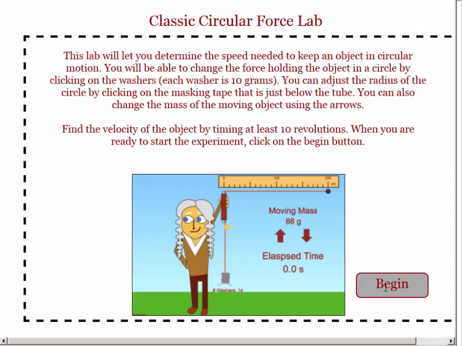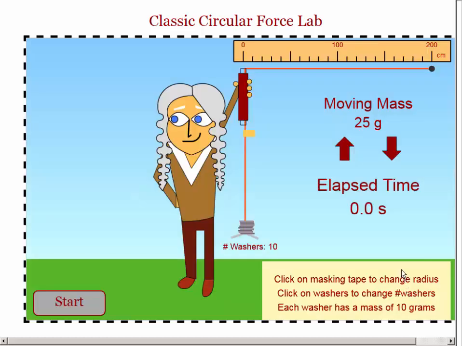So let's pop open the simulation real quick. A couple of things to note is we can mess around with the number of washers, and each washer is 10 grams. So let's go ahead and click begin. First thing we would do is note the mass of the washers. You can click on the washers to change the number of washers. You can also change the tape around. You can change that radius, but you can just leave it at the default setting, which was 200. And we can also change the mass of the stopper, but we really don't need to do that.